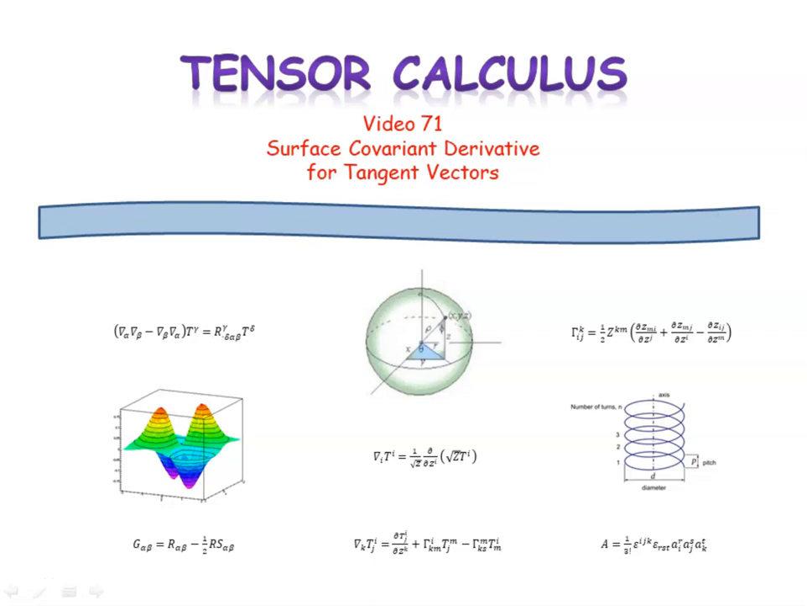In video 71 of Tensor Calculus, we'll begin our analysis of the covariant derivative as it relates to surface manifolds. Now in this video, we're going to restrict our discussion to those vectors that lie in the tangent plane. In the next video, we'll extend the analysis to the more general case.